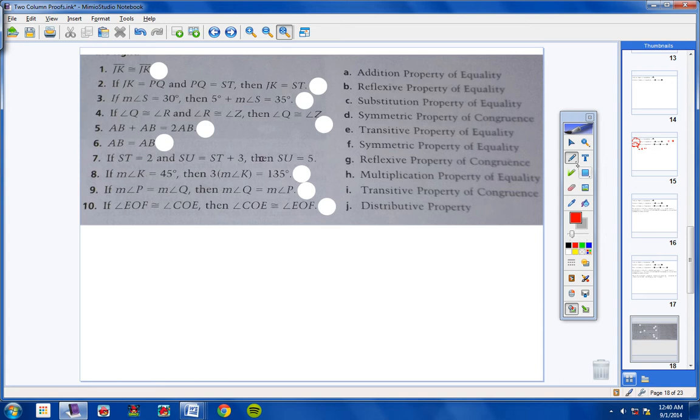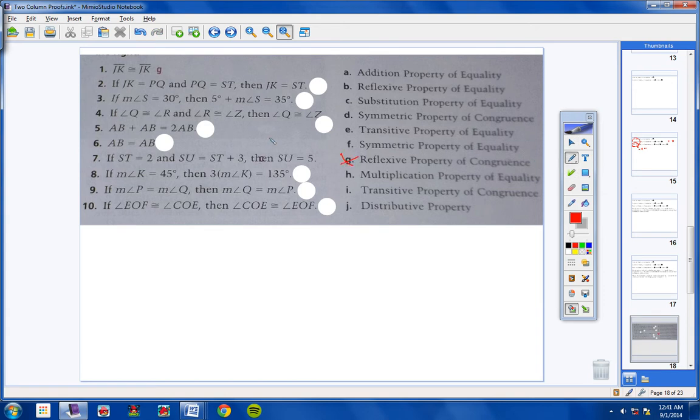Okay, here we go, students. Let's see if we can figure these out. Look at number 1. We have JK congruent to JK. The first thing I want to point out is that we have a congruent symbol. So the property we're looking for has to be a property of congruence. So it's either going to be D or G or I. JK congruent to JK would be like A is congruent to A. So that's going to be the reflexive property of congruence, which is letter G. Let's drag this down here and cross this off.